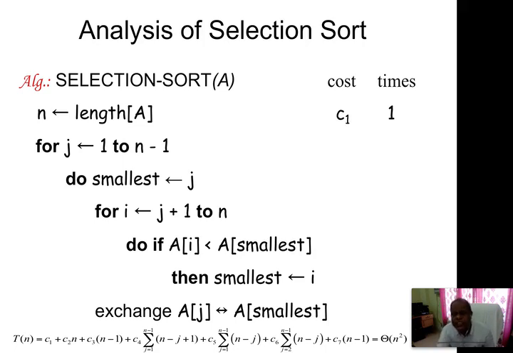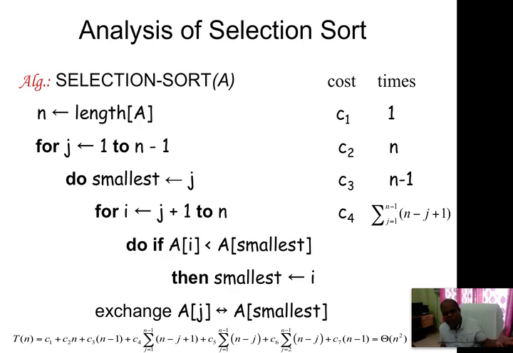See, for the first case, suppose the cost is C1 and the number of times it will run is 1. For the second, the cost is C2, number of times it will run is n. For the next, the cost is C3 and number of times it will run is n minus 1. And next, C4, and how many times it will run? From n to j plus 1, that means n minus j plus 1. Because one condition will be failing, hence n plus 1 minus j times.